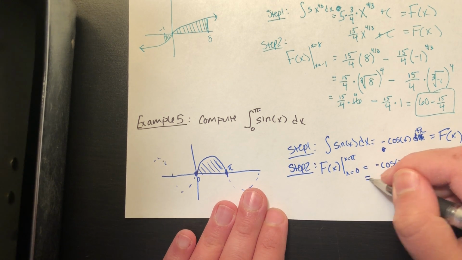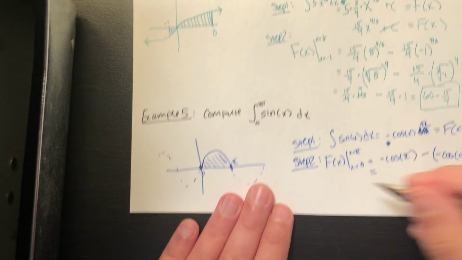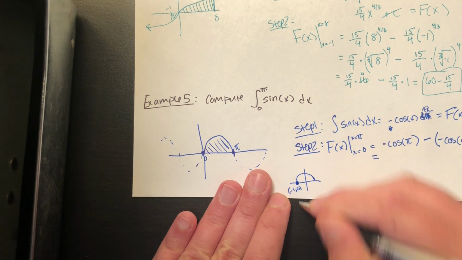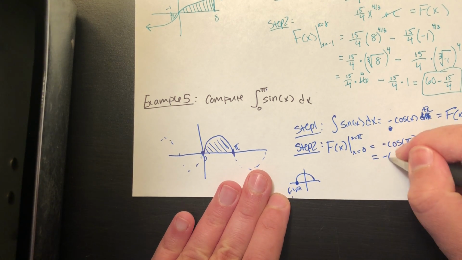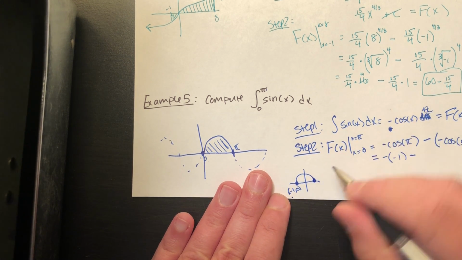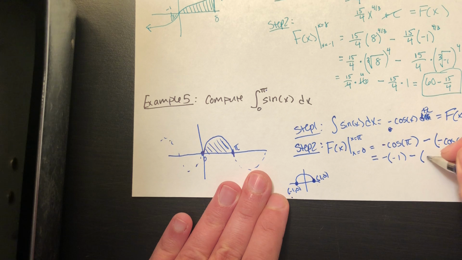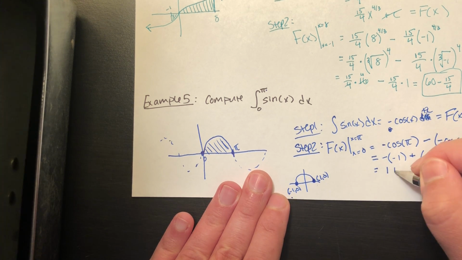Okay, so what is negative cosine of pi? Well, cosine of pi, if we think about the unit circle, pi is over here, cosine's the x-coordinate, so cosine of pi would be -1. So negative cosine of pi would be -(-1), or +1. Okay, minus negative cosine of 0. Cosine of 0 is all the way over here. It's the x-coordinate, so it would be 1, so it's minus negative of 1. So a negative would be a positive 1 plus a positive 1.